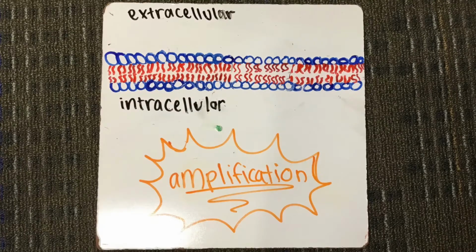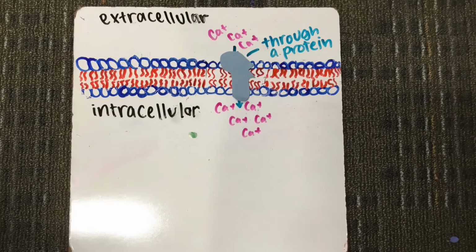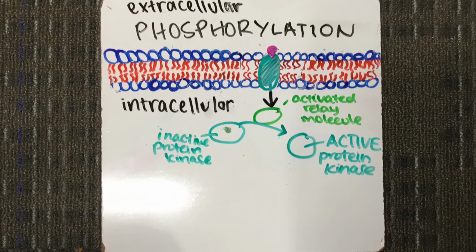Transduction is a multi-step pathway that triggers amplification and produces a larger response. The most common messengers are cyclic AMP and calcium ions. cAMP activates a phosphorylation cascade, leading to amplification.